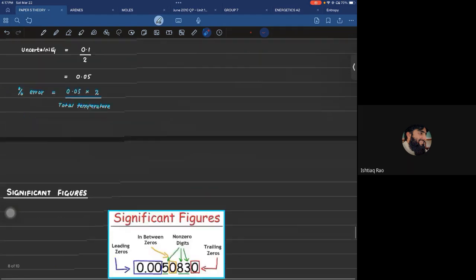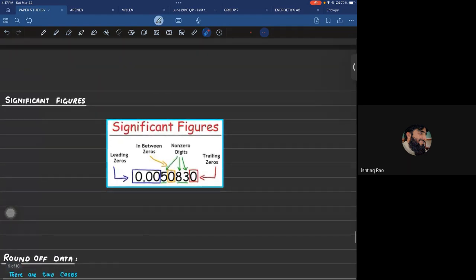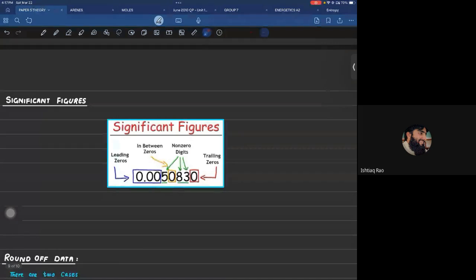Then after doing this, what are significant figures? The examiner would be quite interested in finding out the significant figures in your answer. It will affect your overall answer.